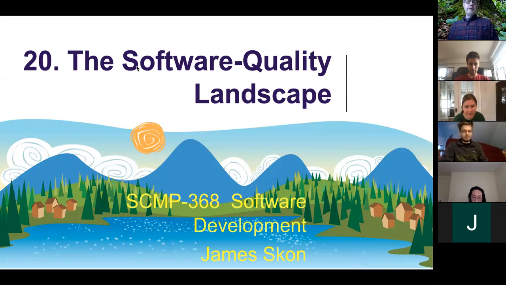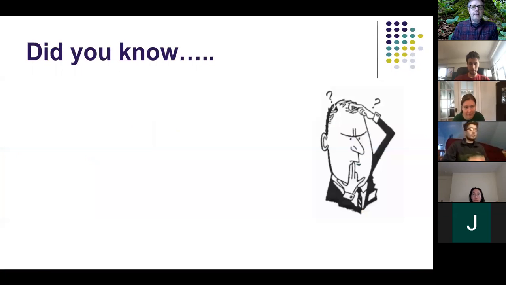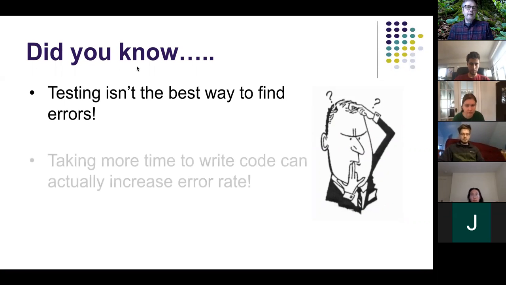So yeah, today we're going to be talking about the software quality landscape. And so I have this nice little landscape here just to get us to feel landscapey. And so you guys have read it. And the thing is that this chapter starts out talking about the fact that testing isn't the best way to find errors. We've already talked about that in several other aspects in this class, right?